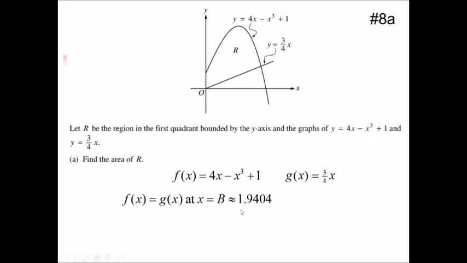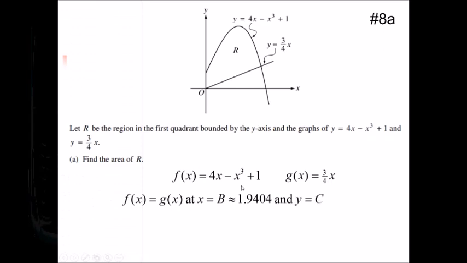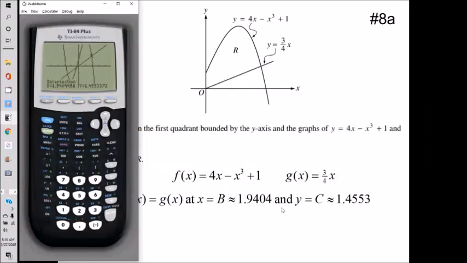Let me actually go back to my calculator and store that. Well, let me just show you what I'm about to store. We also have this y value, 1.455. And I read ahead a little bit on this problem, so I happen to know I'm going to need this y value for later. Reading ahead is always a good idea. So I'm going to store that y value as c, again, on both my paper and on my calculator. So let me go back to my calculator, and I'm going to store both of those now.